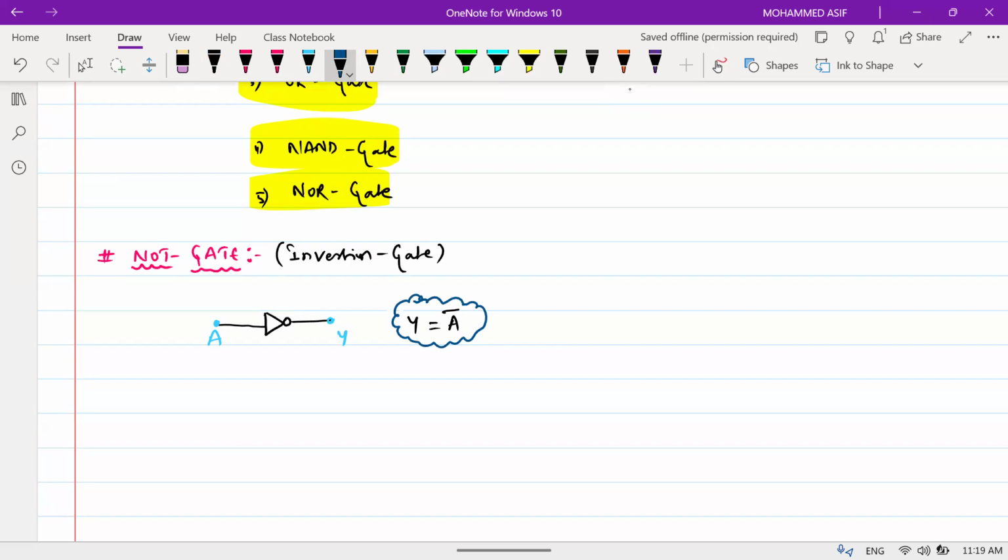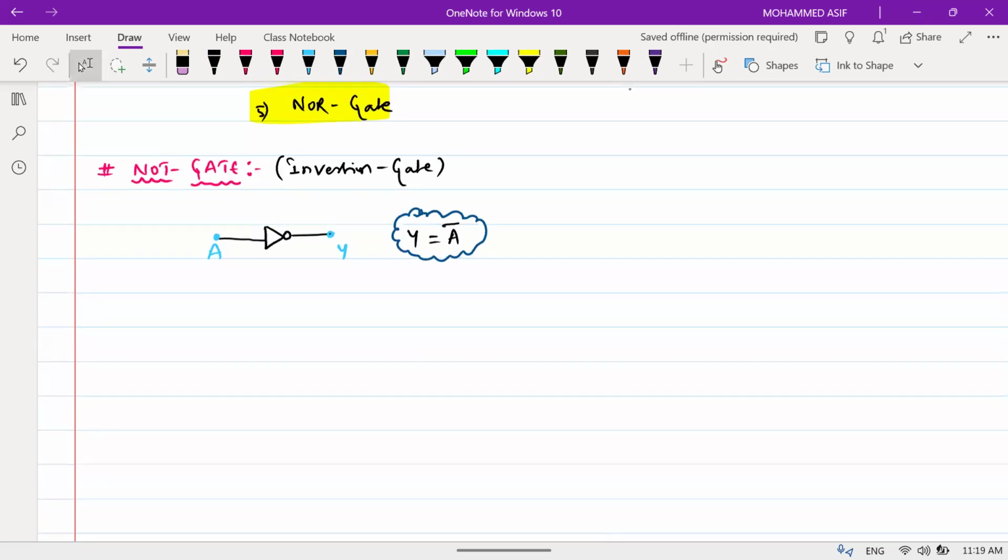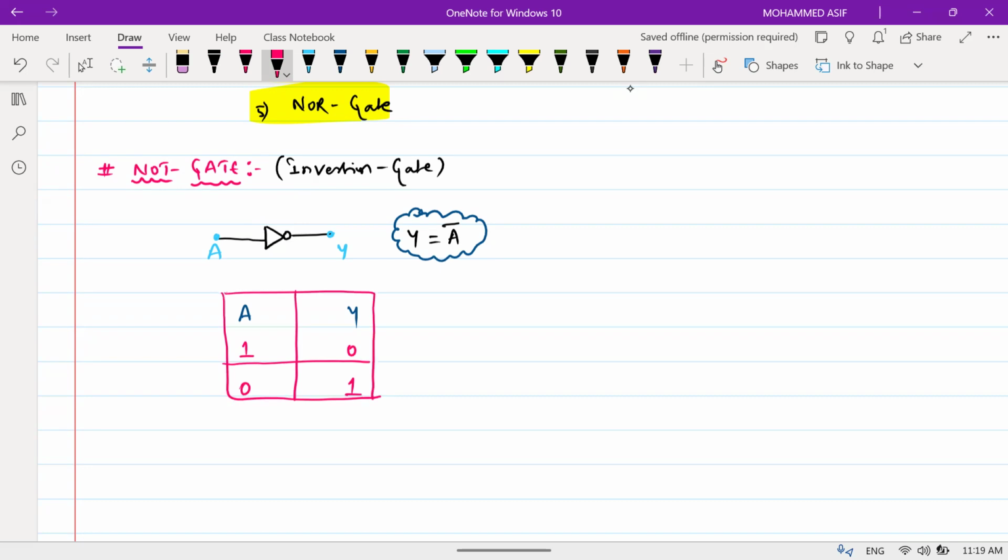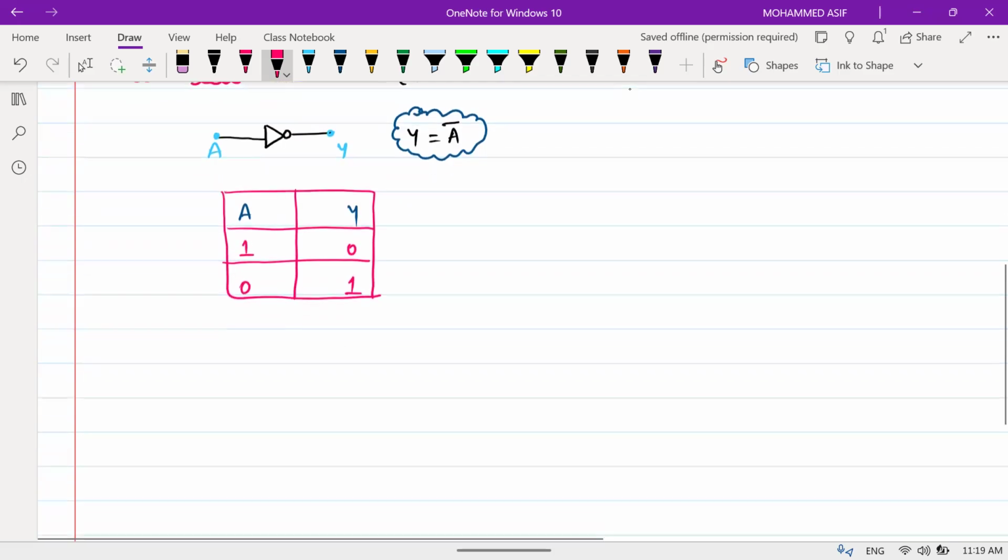If I take the truth table for that, the truth table is a relation between input and output, beta. Like say this is your A and output is Y. I told you that if A value is 1, output will be equal to 0. If A value is 0, output will be equal to 1, like this. Okay, this is your truth table for this. Clear?